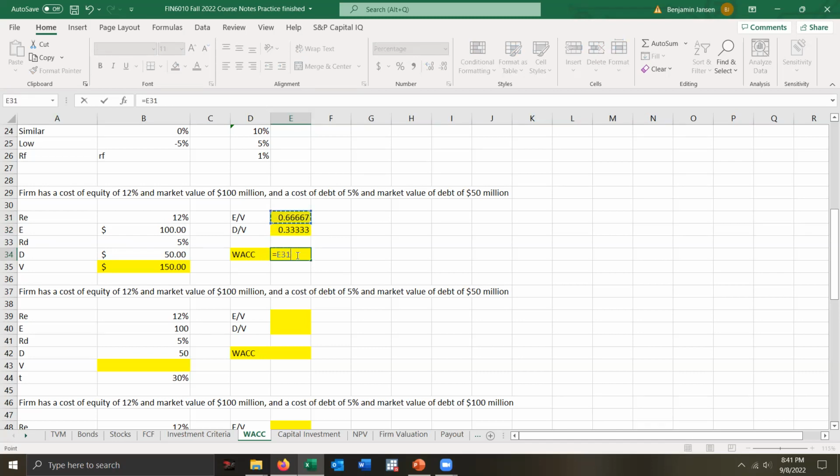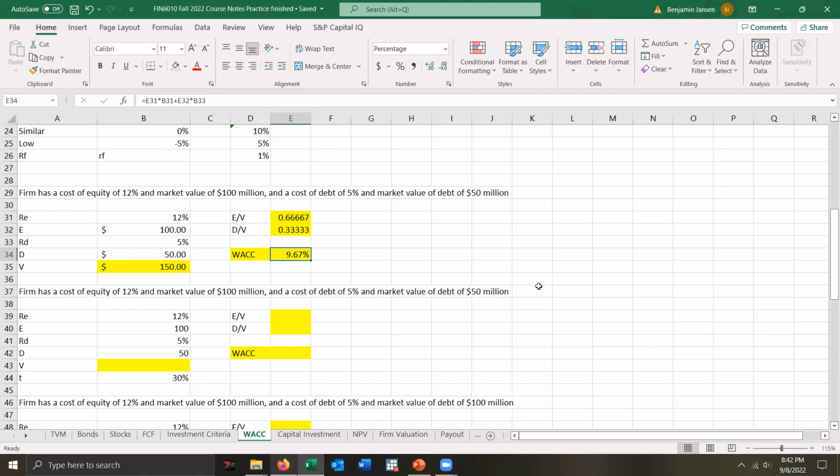Now we get the WACC. We take the weight of equity times the cost of equity, plus the weight of debt times the cost of debt. And we have the WACC. Relatively straightforward once we get into it.